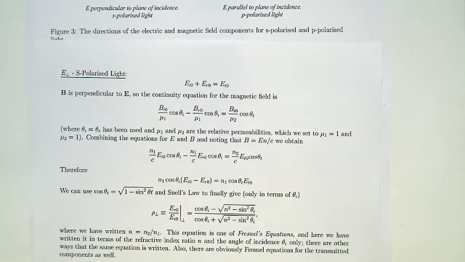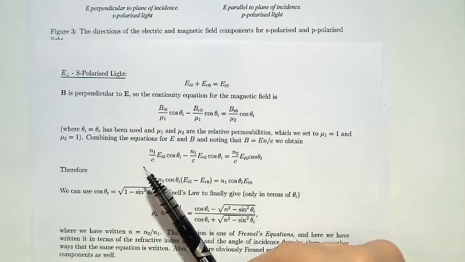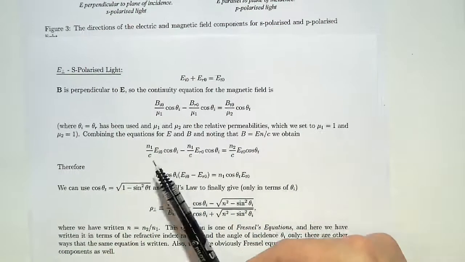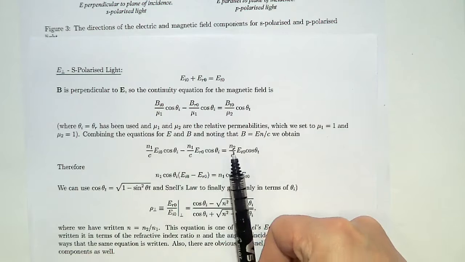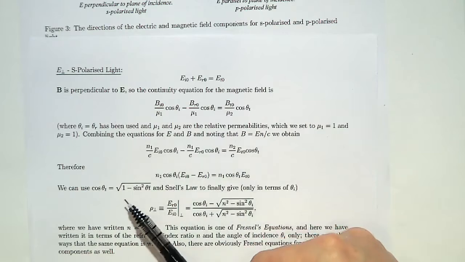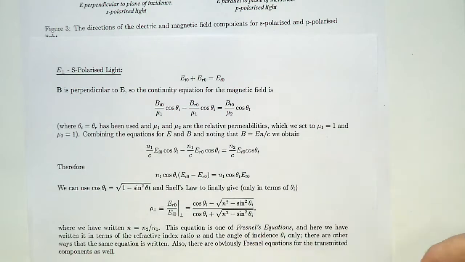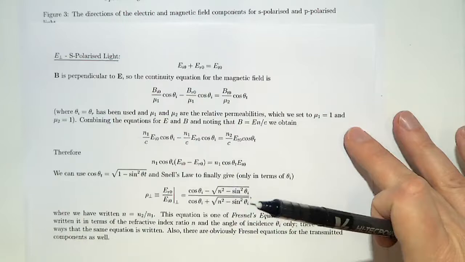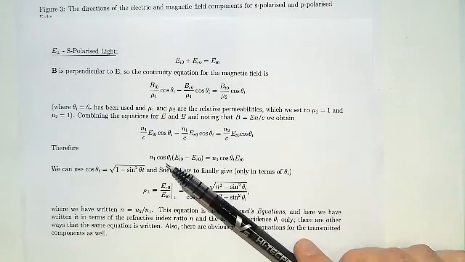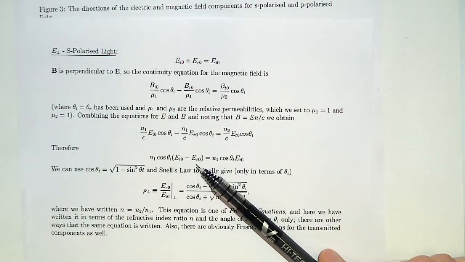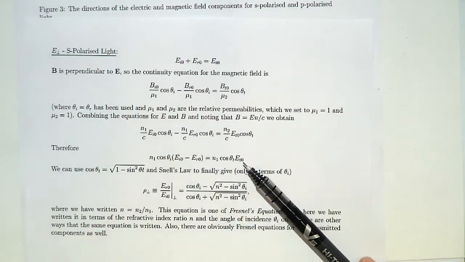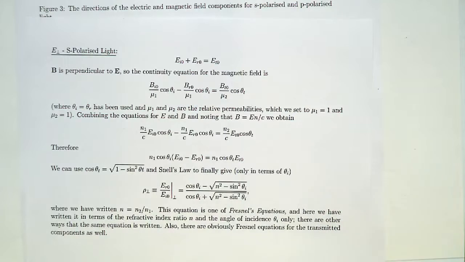We can rearrange that, so you can see here that we've put in Snell's law, so we've added in N1 and N2, which allows us to relate theta T and theta I. Now we can relate the difference in the reflected and incident electric fields to the transmitted electric field. What does this allow us to do? It allows us to calculate the amount that's being reflected and the amount that's being transmitted. And here, of course, this is for the S polarized situation, so it's for the component that's transverse to the plane of incidence.